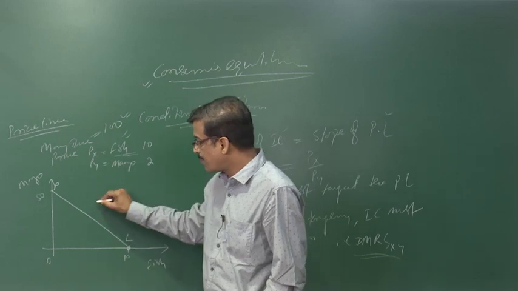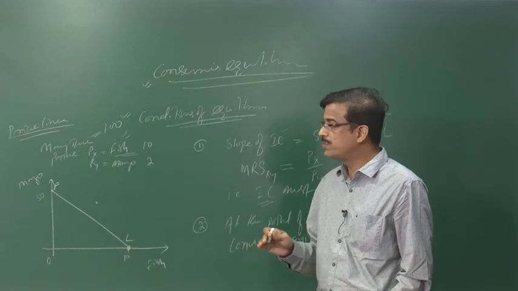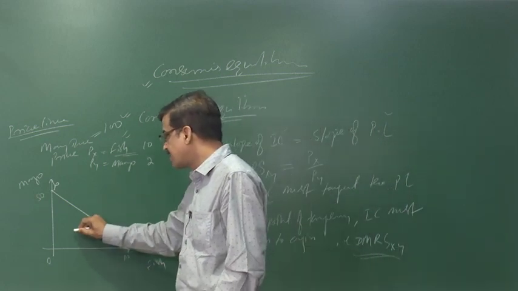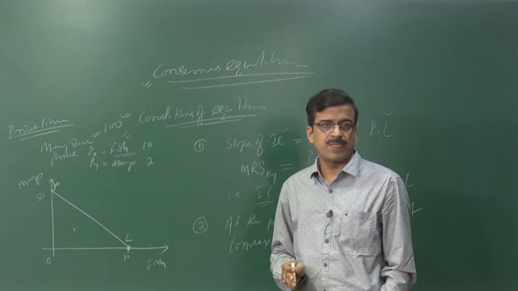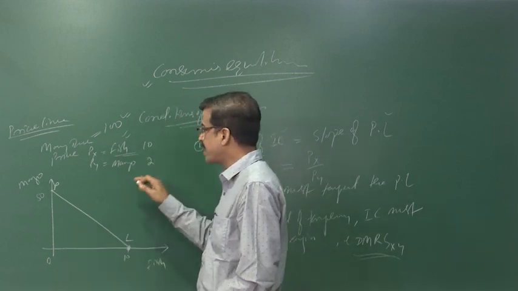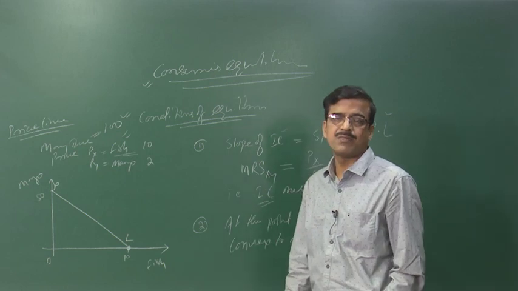If he goes outside it, it is not possible because it is beyond its control, that is beyond its given money income. If a purchase is inside it, that reflects that the entire money income is not going to be spent. So he is able to spend the entire money income with the given prices of the commodities on this particular price line or the budget line.